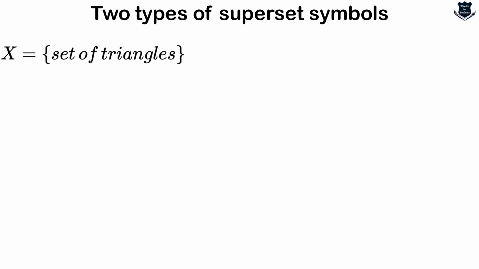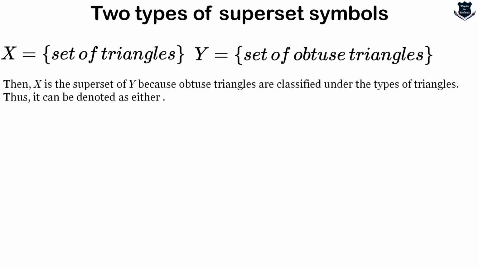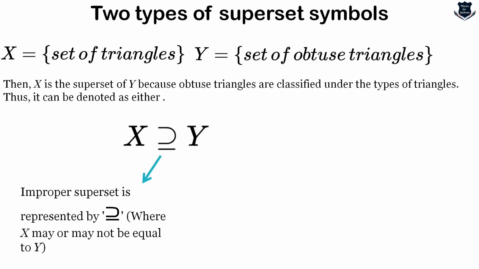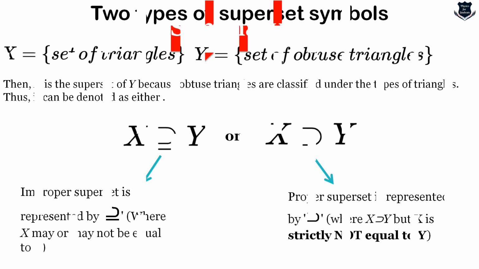Okay, so let me show you an example. If I take X as a set of triangles and Y as a set of obtuse triangles, then obviously X is the superset of Y because obtuse triangles are classified under the types of triangles, and it can be denoted like this. Now you see here is equal to. Why? Because obtuse triangles are equal to, I would say, a set of triangles. So the improper superset is represented by this one, and what we call the proper superset is represented by this. So this is strictly not equal to, but this one is equal to.